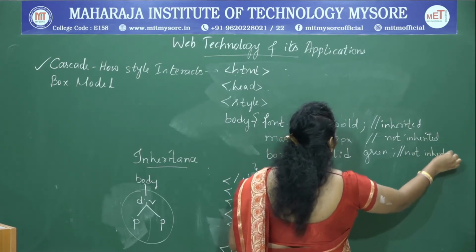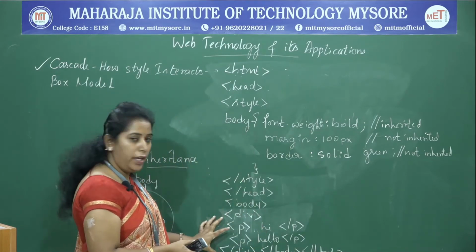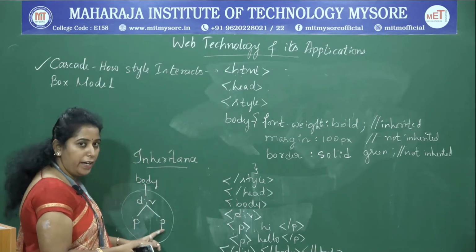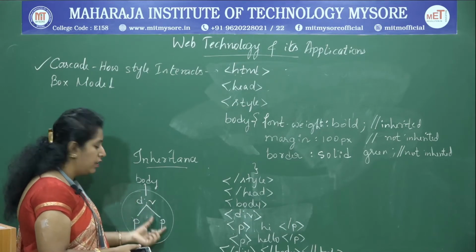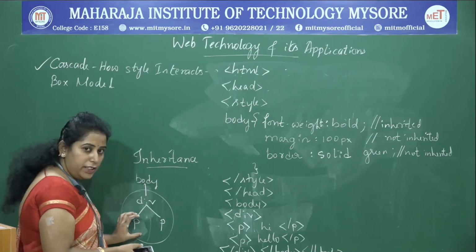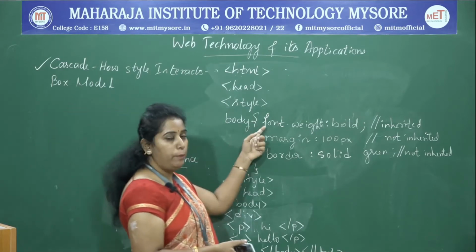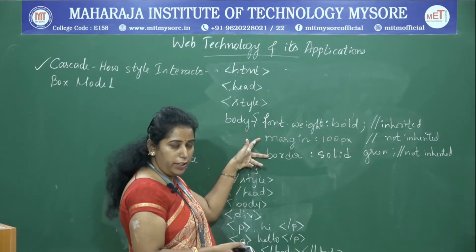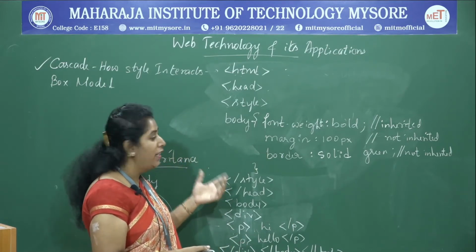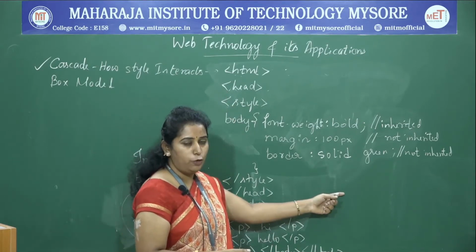How will you get to know? If you apply the style rule for the body content, there are descendants div and two paragraphs. For each of the descendants font weight should be bold, and it should give separate margin and border for each of the descendants. As I said, this can be inherited and these two are not inherited. How? Let me run this program so you can analyze how it is actually working. After running this program you can notice the output.